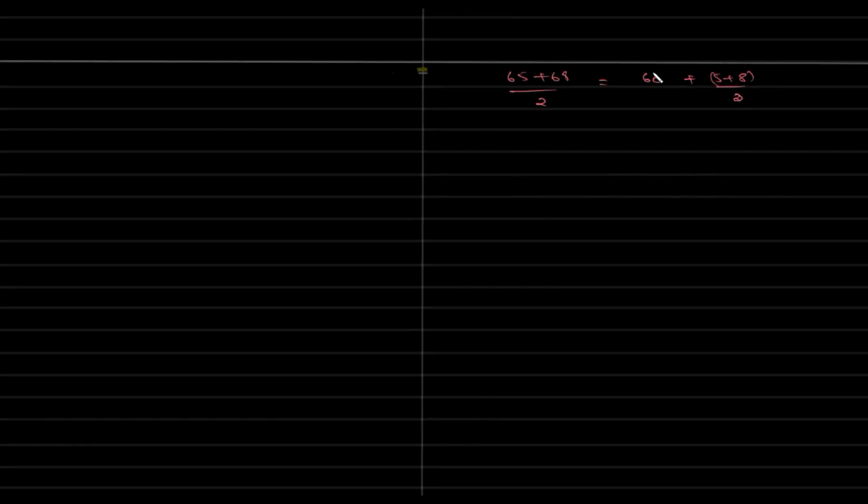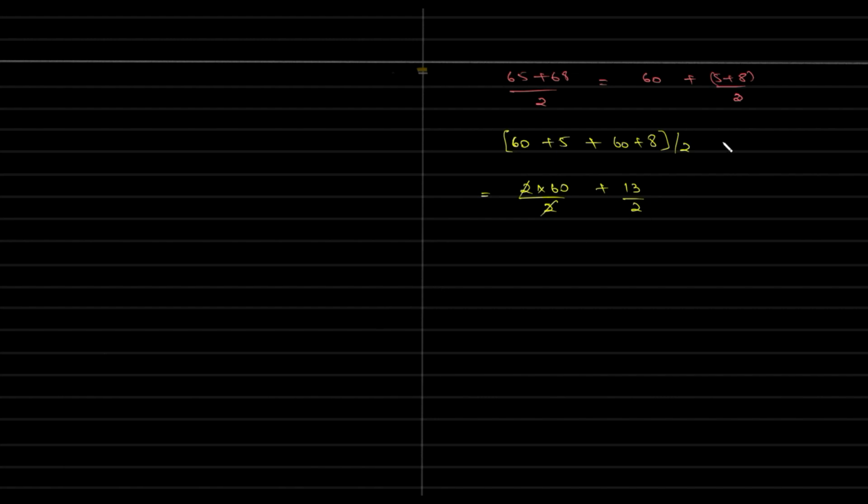A few of you might be wondering, how did I get the 60 out? It looks very simple. It's quite simple, guys. See, in both of these there is 60. So I can write 60 plus 5 and 60 plus 8, this entire thing divided by 2. So 60 plus 60 is 2 into 60, right? And this is 13. This entire thing divided by 2. So I'll use the distributive property and I'll do this. 2 gets cancelled, right? And we have 60 plus 13 by 2.